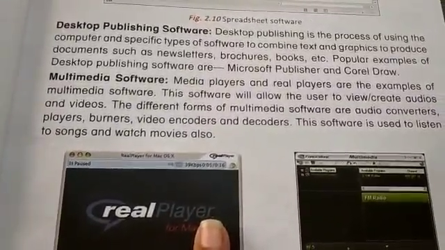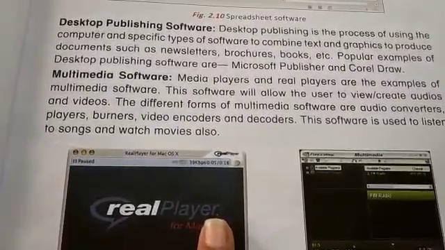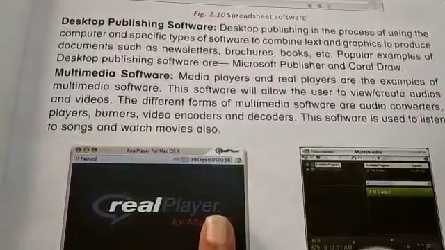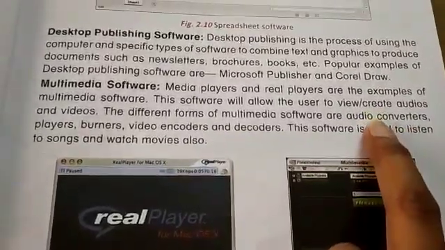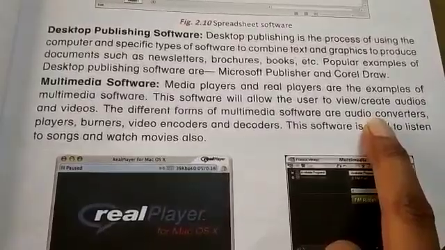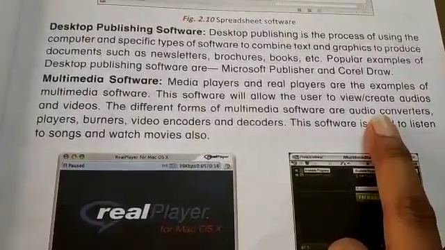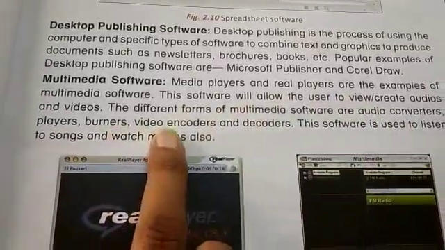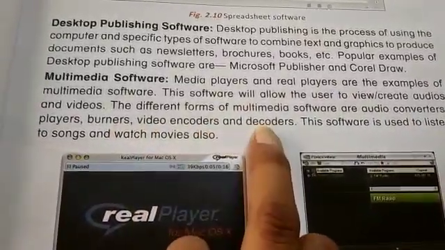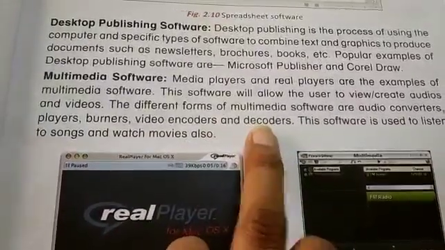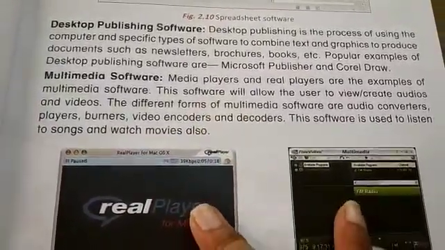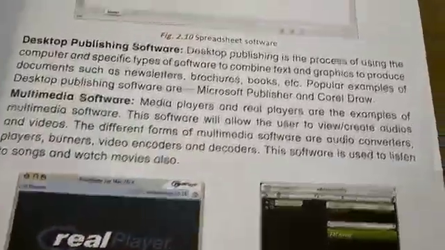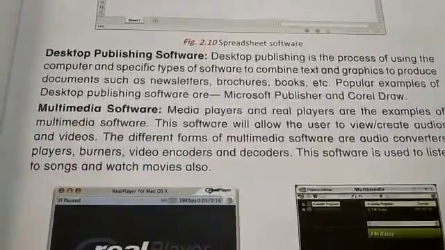The different forms of multimedia software are audio converters, players, burners, video encoders, and decoders. Audio converters convert the audio into the normal mode where we can listen to it. Then burners, video encoders and decoders. What are encoders and decoders? There are some kinds of codes given. That code is converted through both of these forms, that is multimedia software, and after that conversion you can see your own videos.